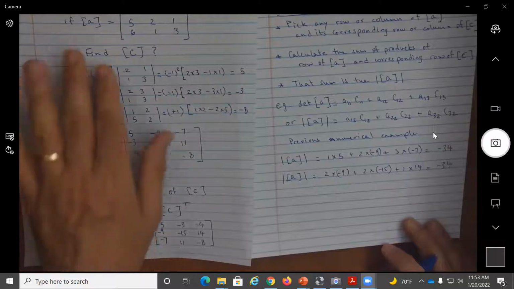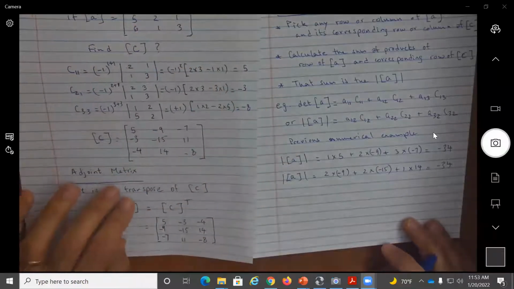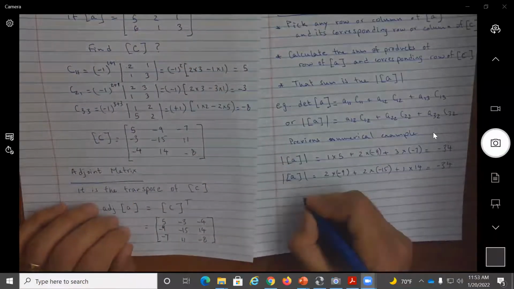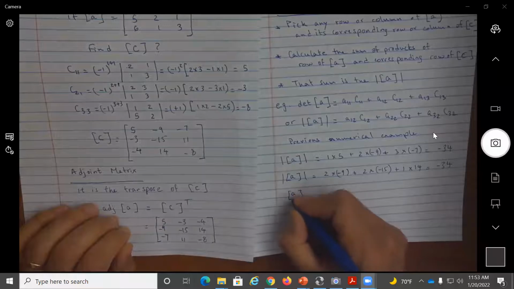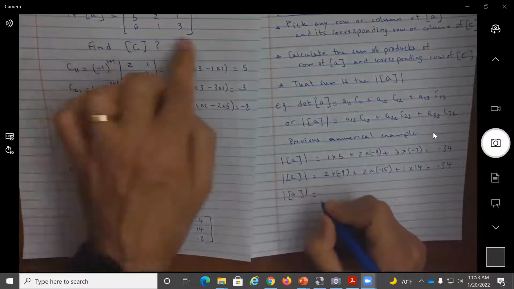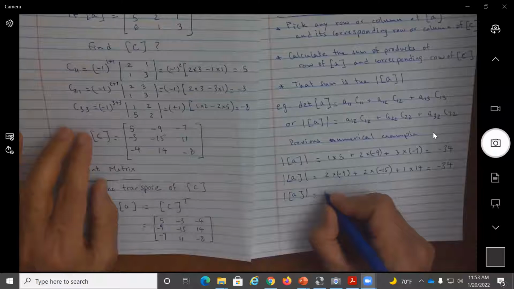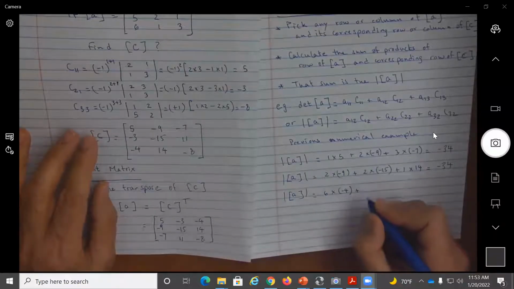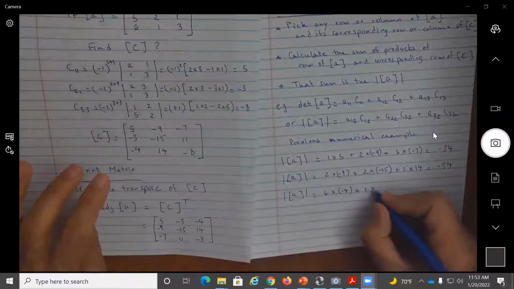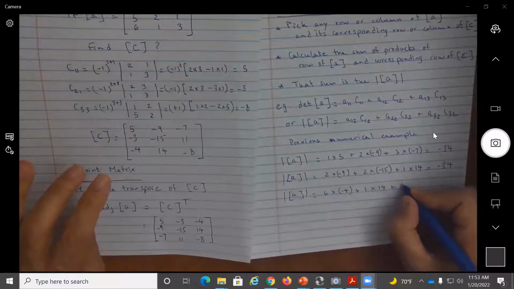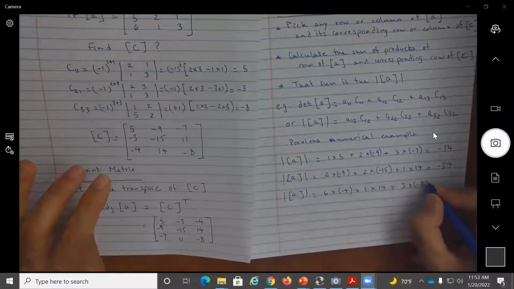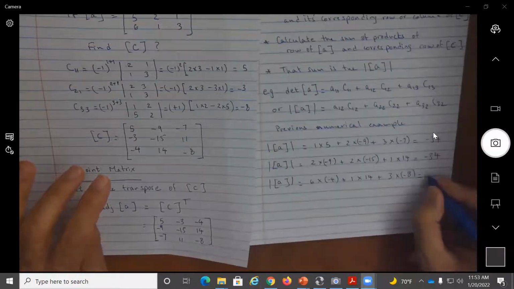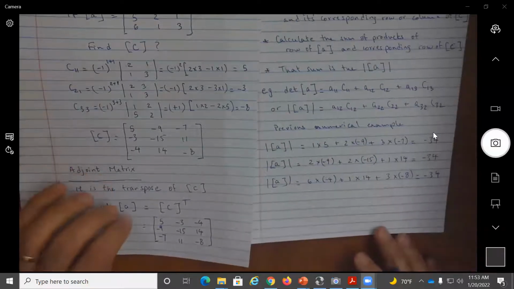And so on. Even if we pick the third row, you're going to get the same result. So if we go for the determinant of A, and I pick this third row and the corresponding one, I would be going 6 times minus 4 plus 1 times 14 plus 3 times minus 8, which still is equal to minus 34.